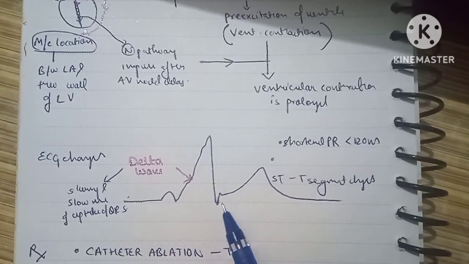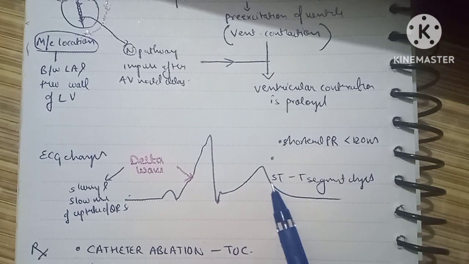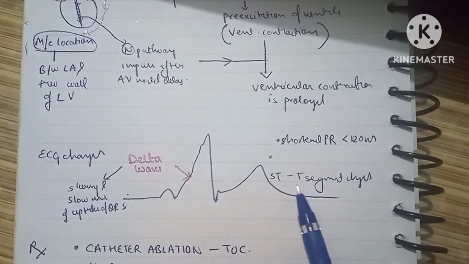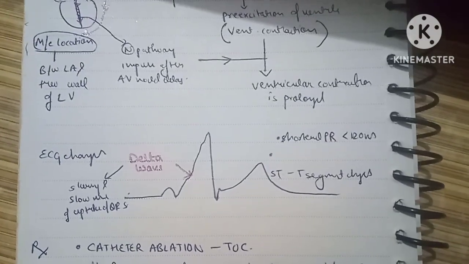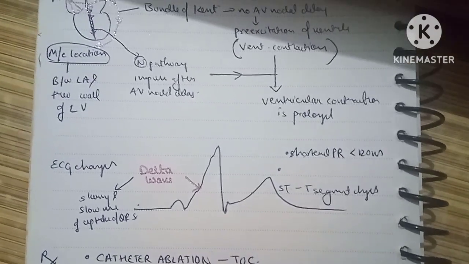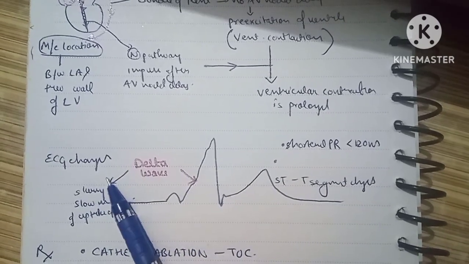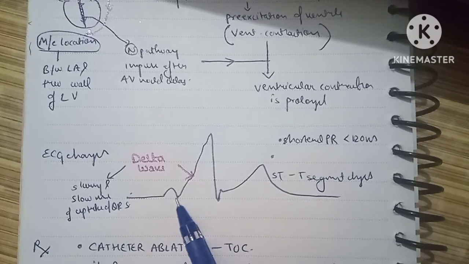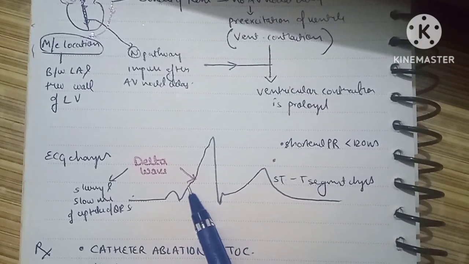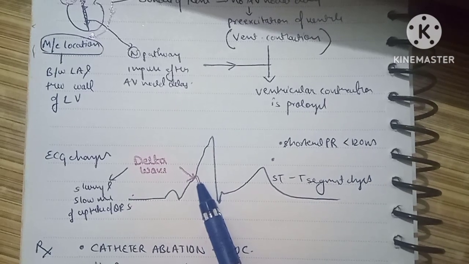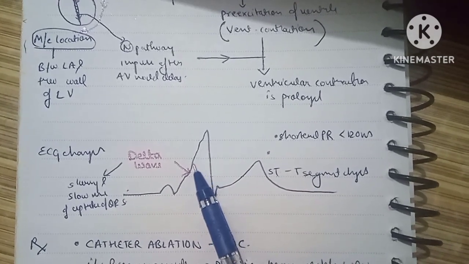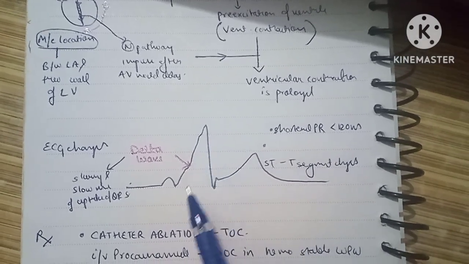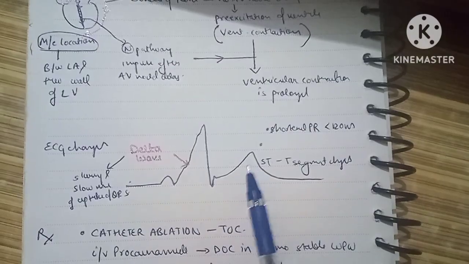And after this delta wave we have the ST segment, and then the T wave. This ST segment and T wave may show ST-T segment changes, which may include ST elevation sometimes. These are the ECG changes. So the first ECG change is no PR interval, because AV nodal delay is not present. Then slowing, slurring and notching of the upstroke of the QRS complex is known as delta waves, and ST-T segment changes will be seen.